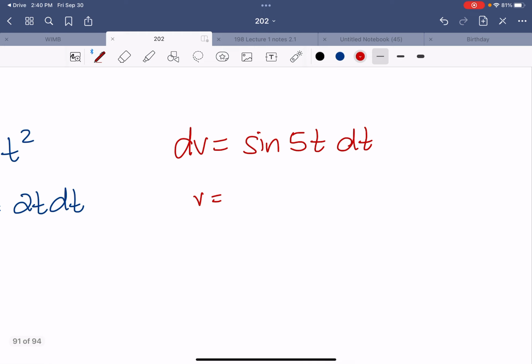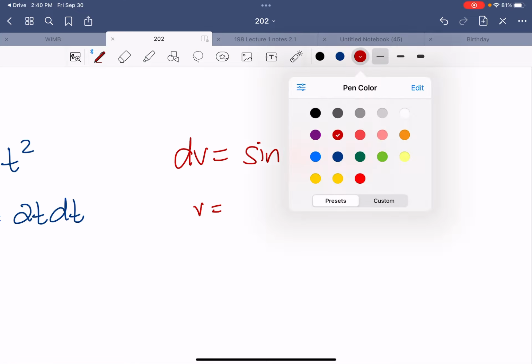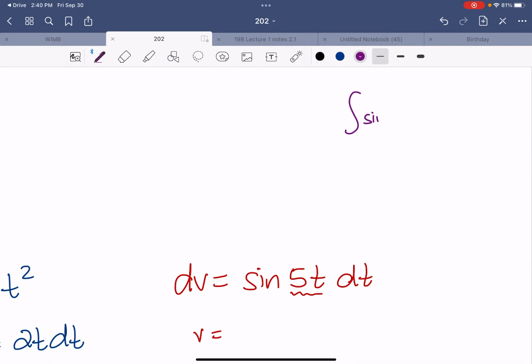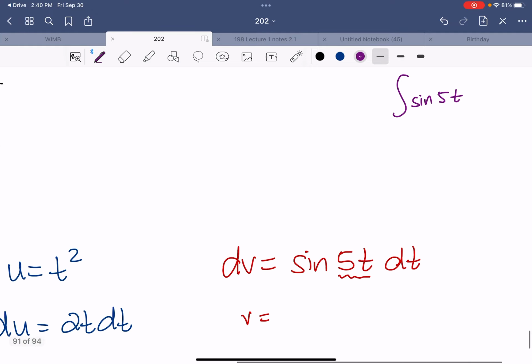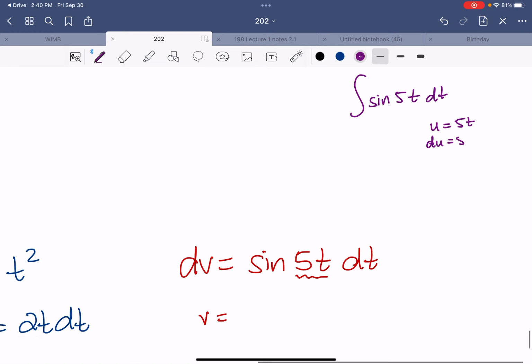Again, baby u sub because I have something that's a number times t in there. So we'll go to the side and do it again. So if I'm thinking, what's the integral of sine 5t dt, then I'm thinking, oh, I would sub for 5t, and the du would be 5 dt, and we would make this dt equal 1/5 du, and the integral of sine of 5t becomes sine of u.